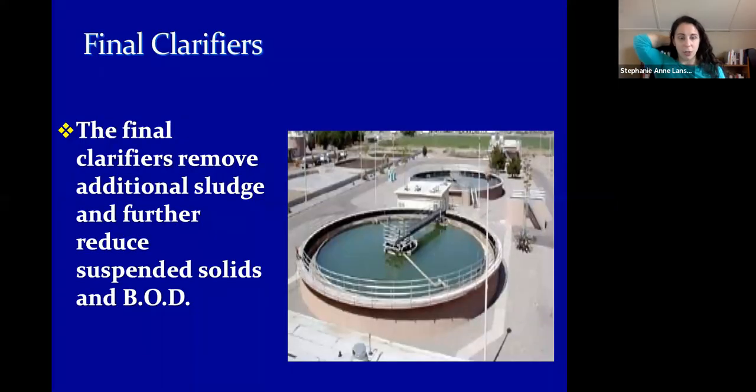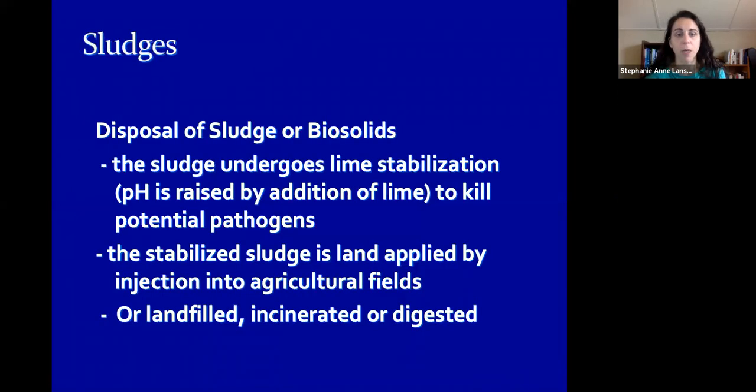So again, these are final clarifiers that you may have after this process. And you might have this instead of tertiary treatment as well. And then our sludges, those are our biosolids. So the sludge, if you're just doing basic sludge disposal or sludge utilization, you're going to just do lime stabilization.